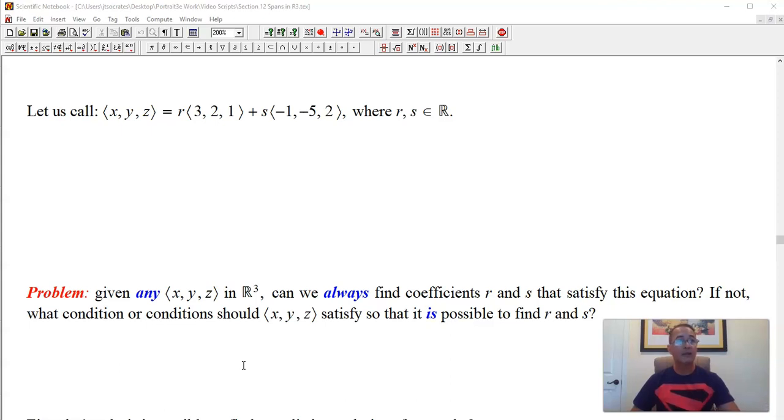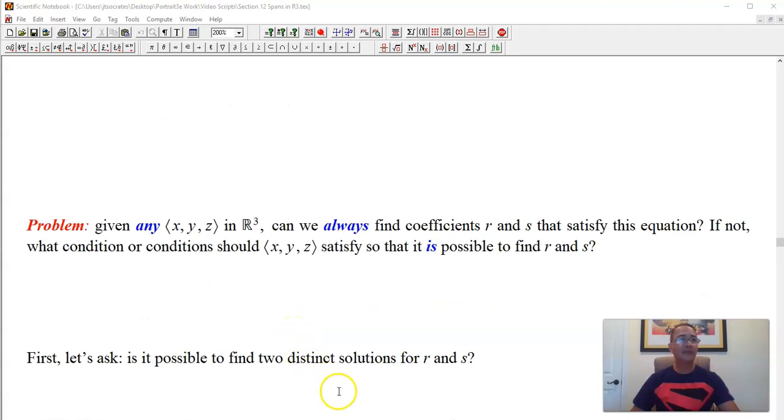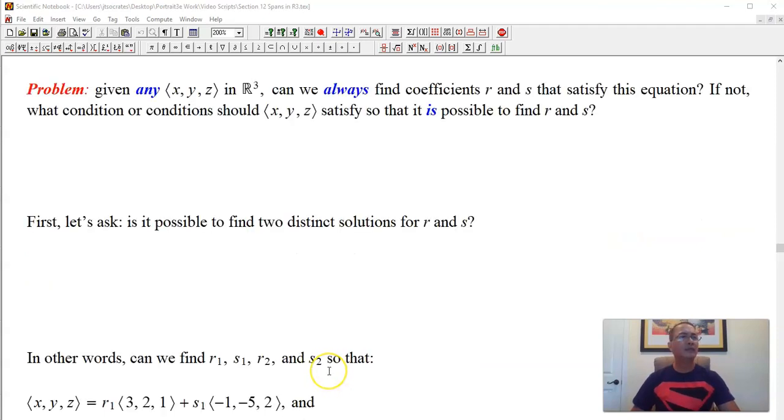But if not, what condition or conditions should the coefficients x, y, z satisfy so that it is possible to find r and s? Okay, so for reasons that we're going to see a little bit later, our first question is going to be, is it possible to find 2 distinct solutions for r and s? Okay, what does that mean?